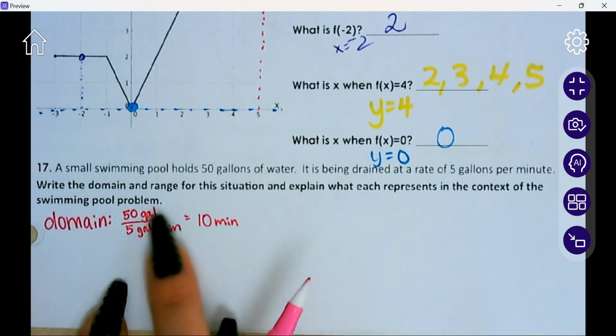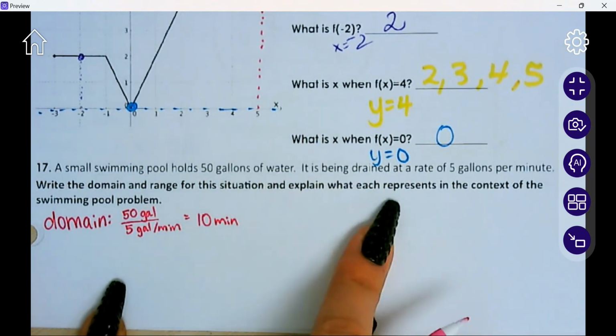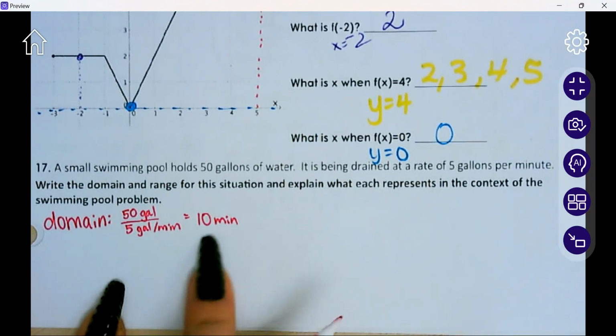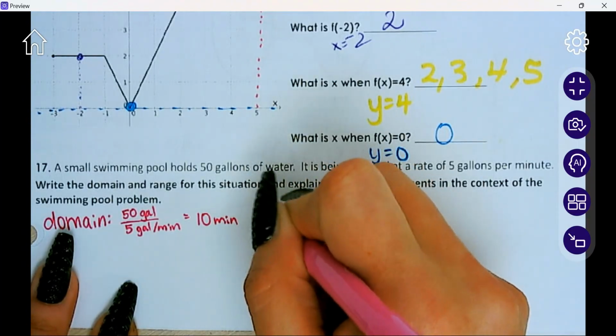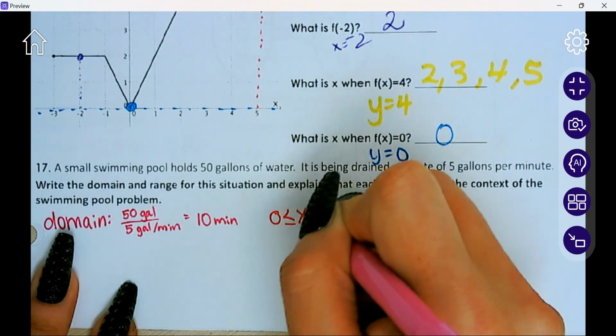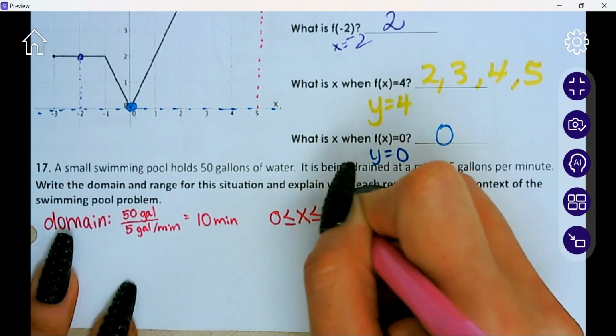So we're talking about gallons and time, which can have decimals. So that's going to be continuous. You're going to write this as a continuous domain. So the lowest value is 0. And the biggest value you can have is 10.